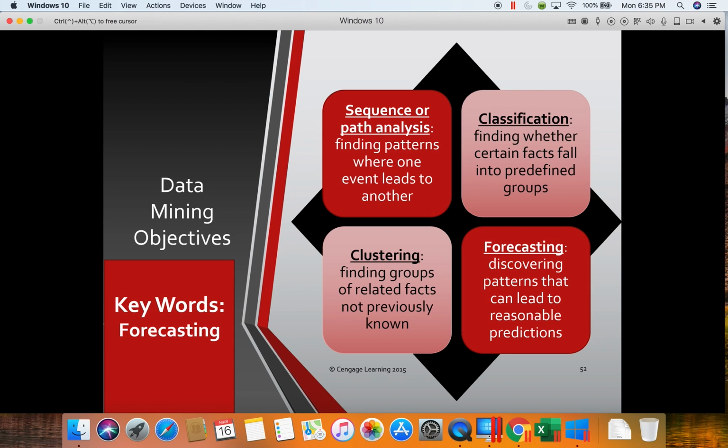So data mining has four main objectives. Sequence or path analysis, finding patterns where one event leads to another. Classification, finding where certain facts fall into predefined groups. Clustering, finding groups or related facts not previously known. And then forecasting, discovering patterns that can lead to reasonable predictions.